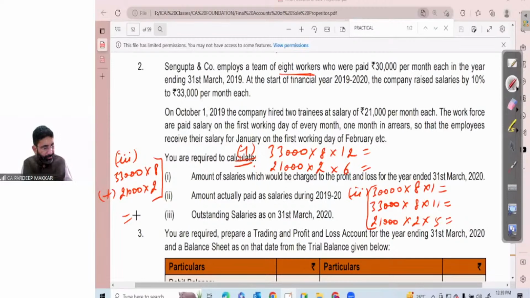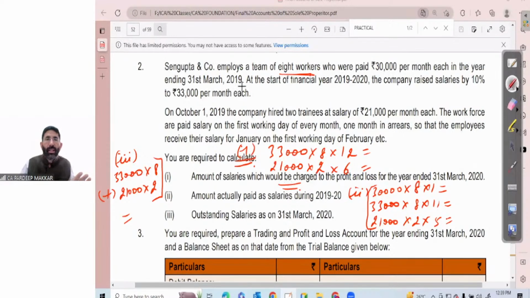I have done it, just not made the totaling. You may check it out. He says the amount of salaries which would be charged to the P&L account. So how much should be charged to the P&L account? The total amount which should be paid, whether outstanding or not, whether paid or not. That is not a point of consideration.